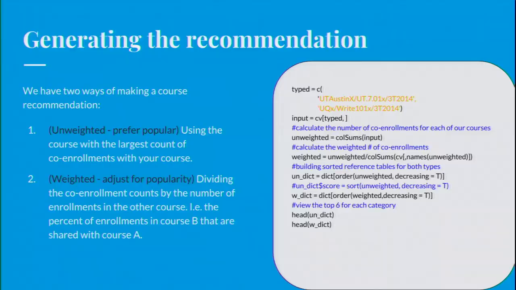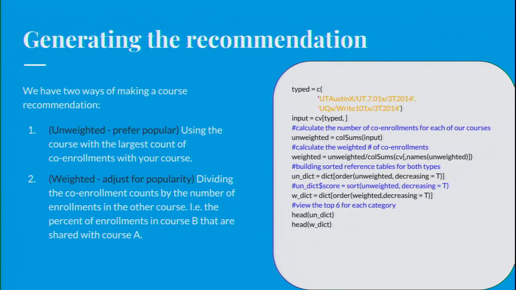There are two ways to do that. We can do what I call the unweighted recommendation, which prefers the most popular course. That says, here are all the courses and here's how many other people took each with your course, and we look for the most popular one among those. This one prefers courses like Harvard CS50 or MIT 601 because those courses have so many total enrollments that they have a lot of gross co-enrollments with other courses.